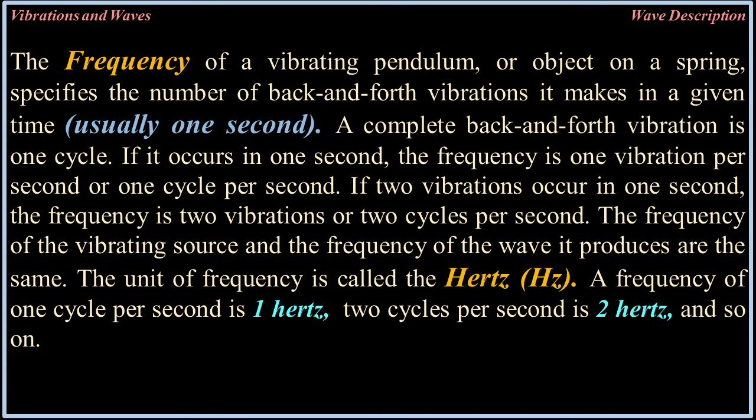The frequency of the vibrating source and the frequency of the wave it produces are the same. The unit of frequency is called the hertz. A frequency of 1 cycle per second is 1 hertz. 2 cycles per second is 2 hertz, and so on.